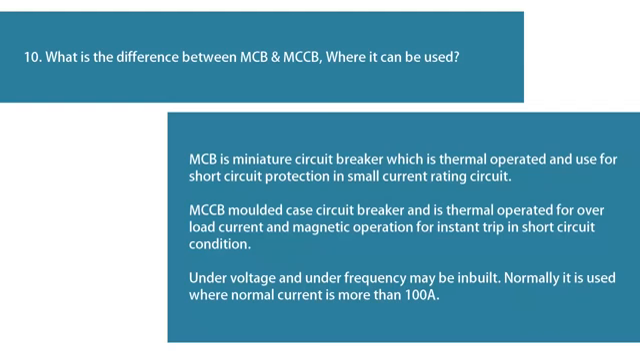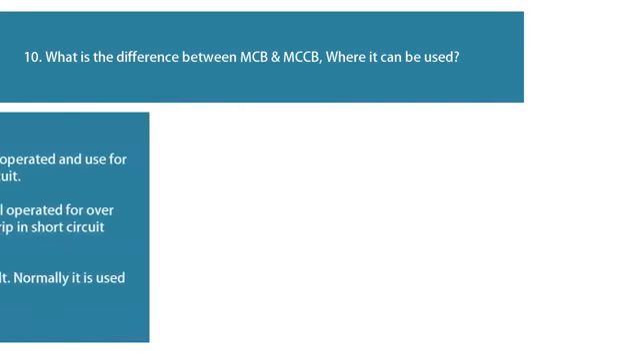MCCB is a molded case circuit breaker. It is thermally operated for overload current and magnetically operated for instant trip in short circuit conditions. Undervoltage and underfrequency protection may be inbuilt. Normally it is used where normal current is more than 100 A.